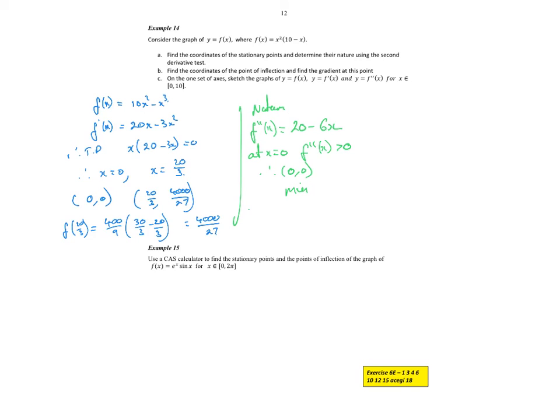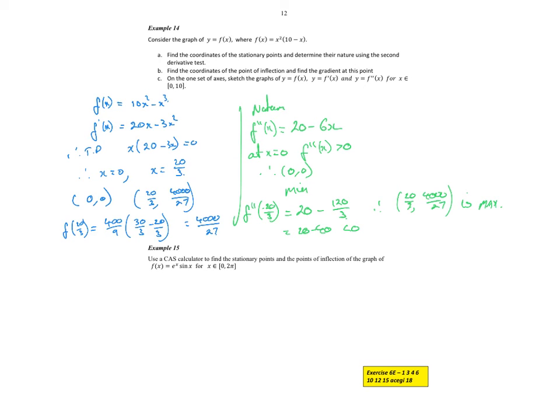And f double dashed of 20 on 3 is equal to 20 minus 120 on 3, which is 20 minus 40, which is less than 0. Therefore, the point 20 on 3, 1000 on 27 is concave down, so it's a maximum. Local maximum, to be more precise.